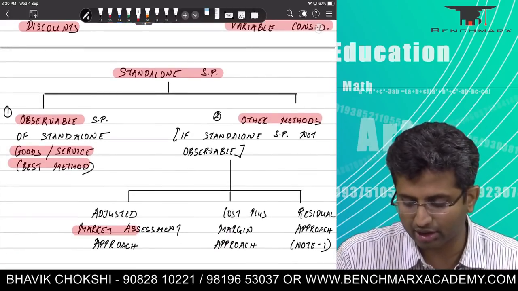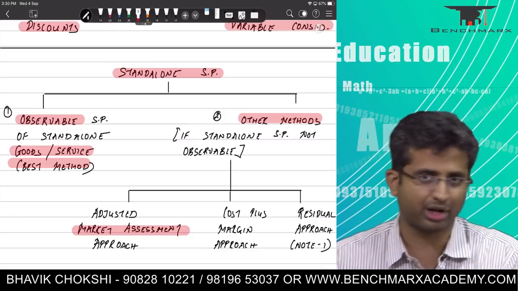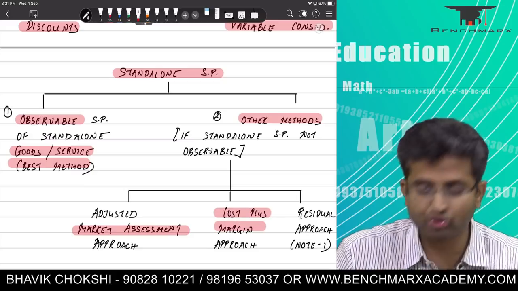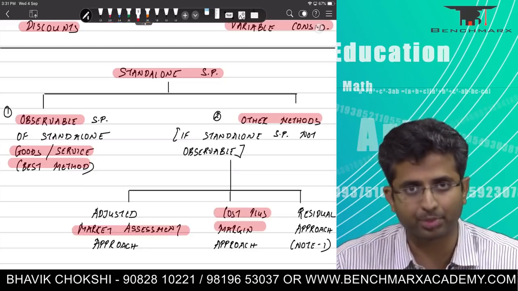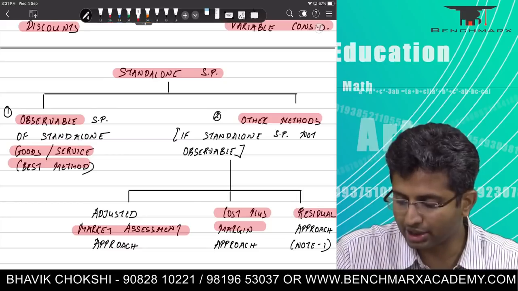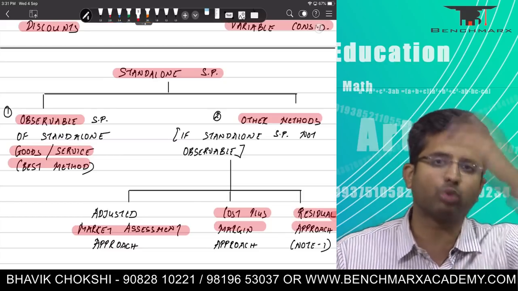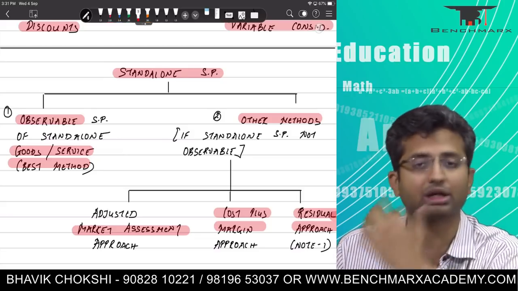First is the adjusted market assessment approach. So you look at the competitor's price and make some adjustments to find the expected price. Or the cost plus margin approach, where you look at your costs and add an appropriate margin. And the third is the residual approach, important from an exam perspective, which is nothing but the balancing figure, which is what we used in our original example for an air conditioner.